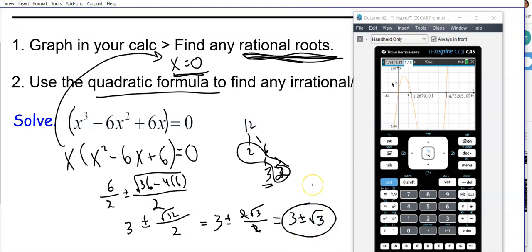Those aren't my only two solutions. My other solution is x equals 0, but we got that one from the graph, or you just factor it out, either way you want to do it, and you kind of find that.